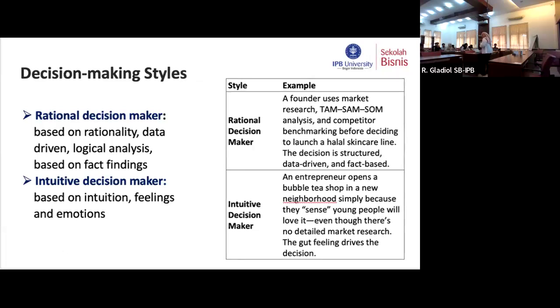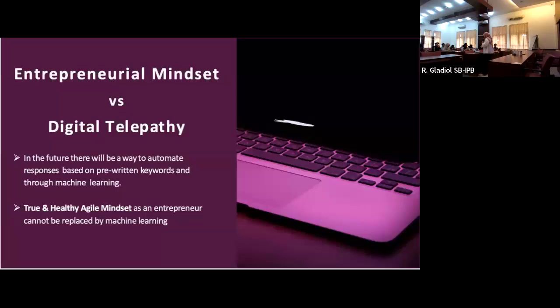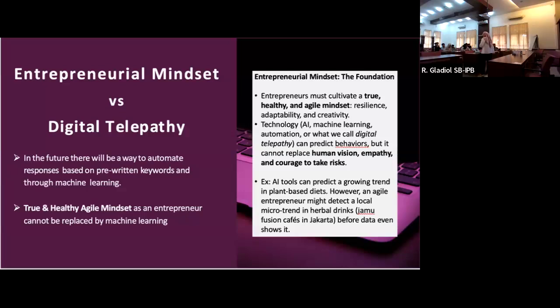And then the next one, entrepreneurial mindset versus digital telepathy. Entrepreneurs must cultivate a true, healthy, and agile mindset. Technology right now, AI, machine learning, automation, or what we call digital telepathy, can predict behavior.